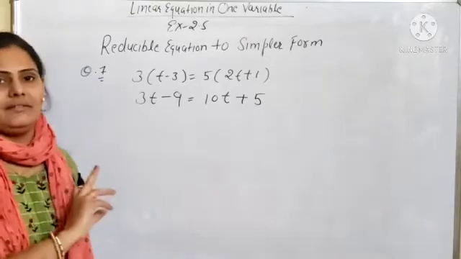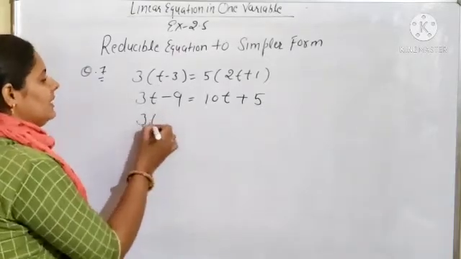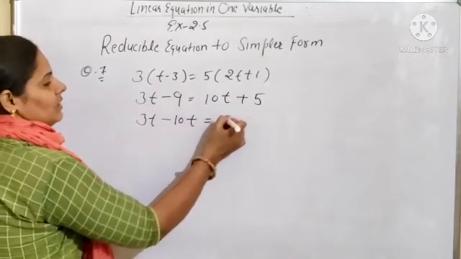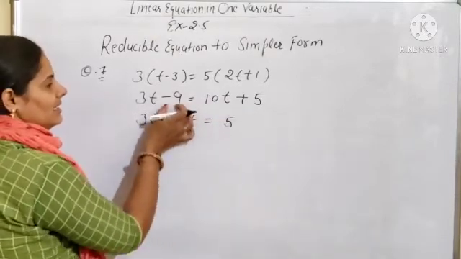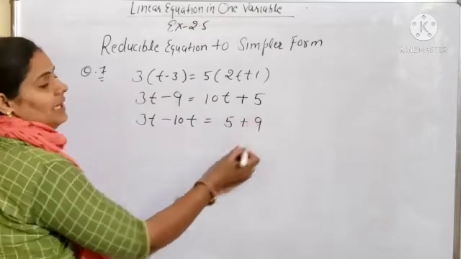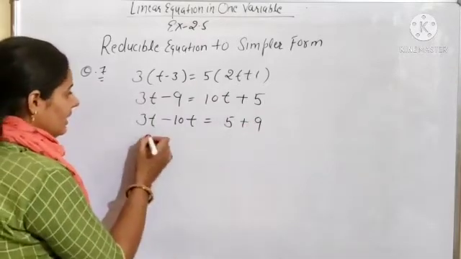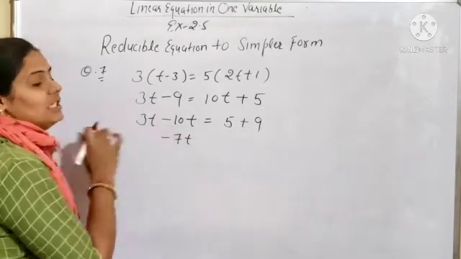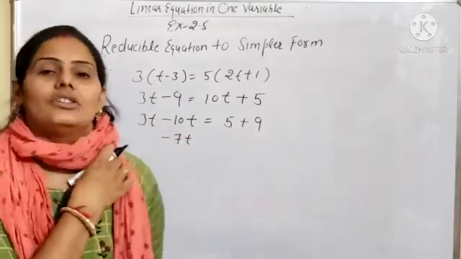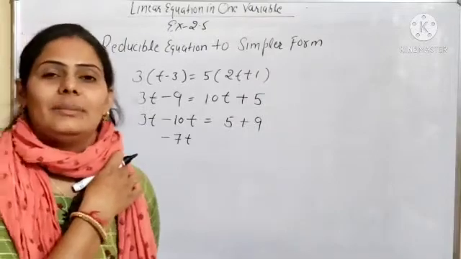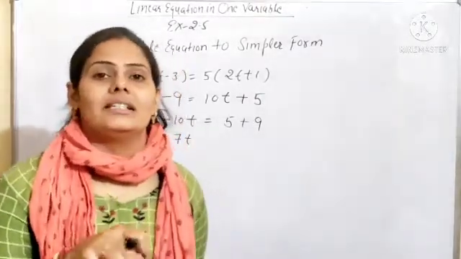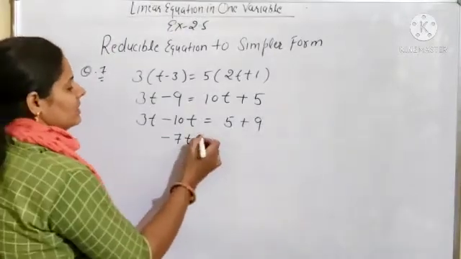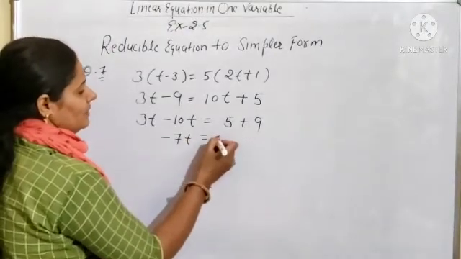Second step, you will take all the variable one side. So it will be 3t, 10t you will take left hand side, so it will be minus 10t is equal to 5 is already there, and right hand side, 9 you will take right hand side, so it will be plus 9. Clear? Now 3t minus 10t, so it will be minus 7t, because one positive one negative number when you are adding, you subtract the number, but the sign will be the greater number's sign. So it is minus 7t is equal to 9 plus 5, so you will get 14.